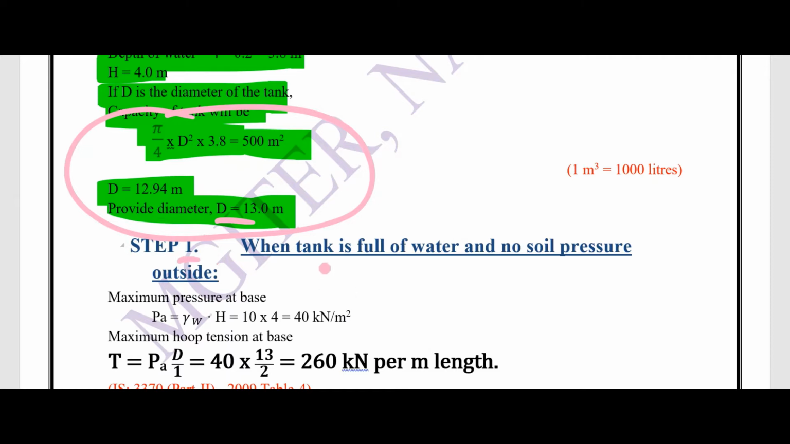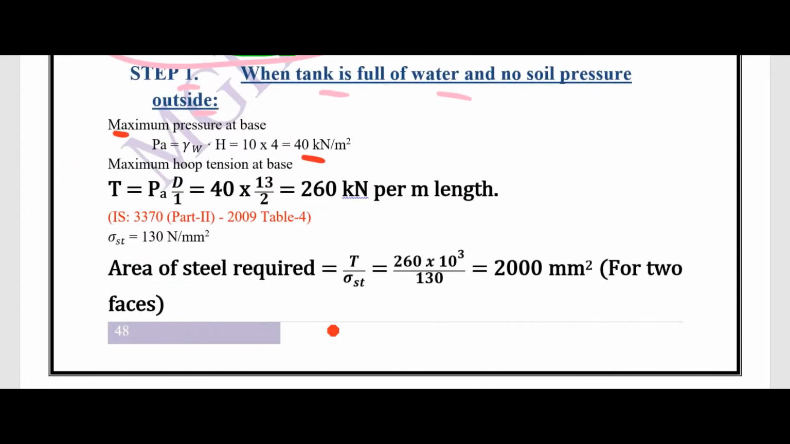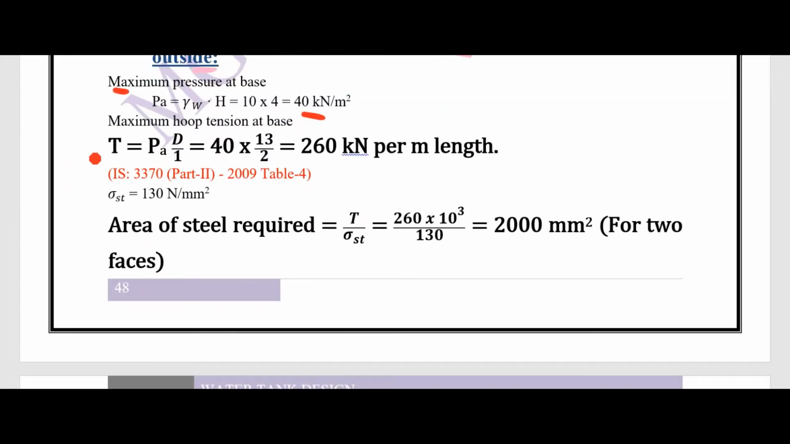Step 1: when the tank is full of water and no soil pressure outside, the maximum pressure at the base is 40 kN per meter square. For the circular tank, we have to calculate the maximum hoop tension. So T is equal to PA into D by 2, so 40 into 13 by 2, which gives 260 kN per meter length.